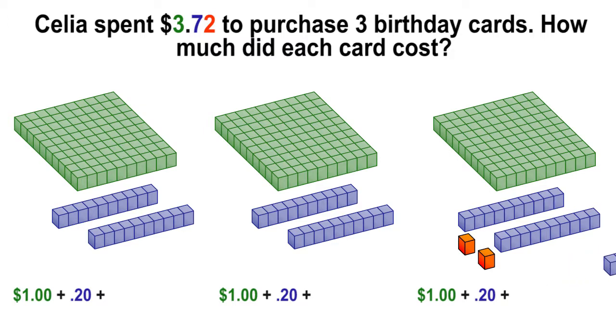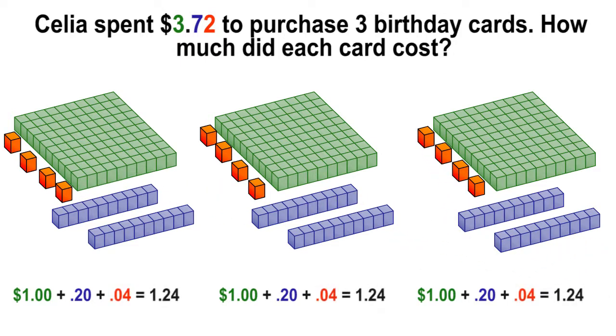That leaves us with 1/10, which we will exchange for 10 hundredths. We now have 12 hundredths to divide into 3 piles. 4 hundredths go into each pile. The quotient is 1 and 24 hundredths. Celia spent $1.24 on each birthday card.